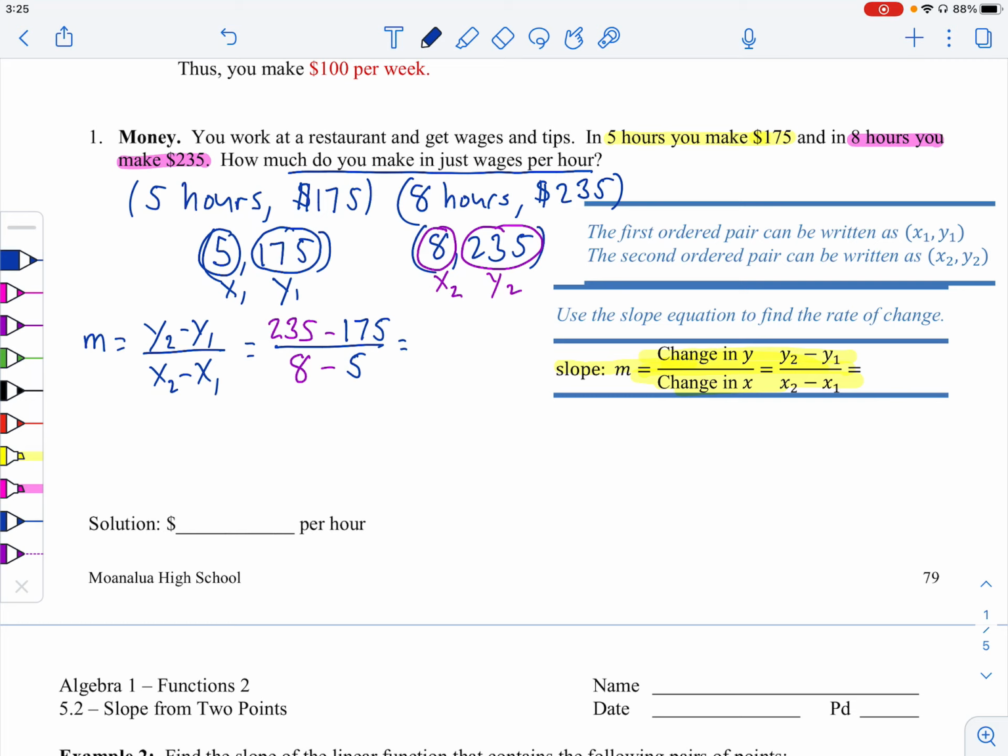Right, so the difference in money divided by the difference in hours. Right, so we find out what is 235 minus 175. Right, so 235 minus 175, the difference is 60. So 60 over 8 minus 5, which is 3, and then we just divide, right? So 60 divided by 3 is 20. And that is our slope, which is also our rate of change. Right, so this is our slope, rate of change.